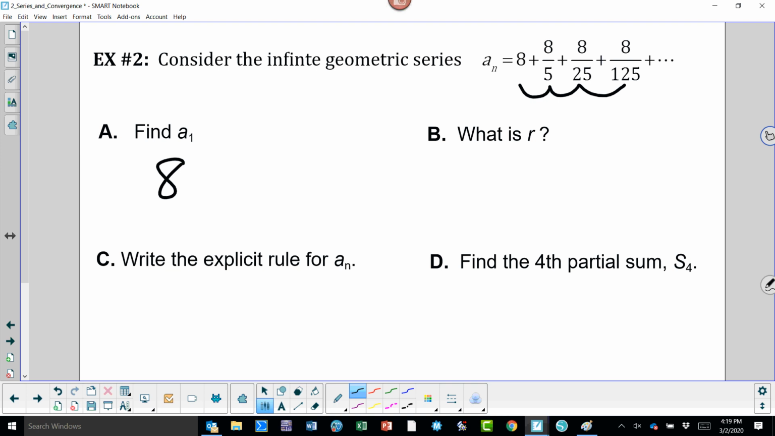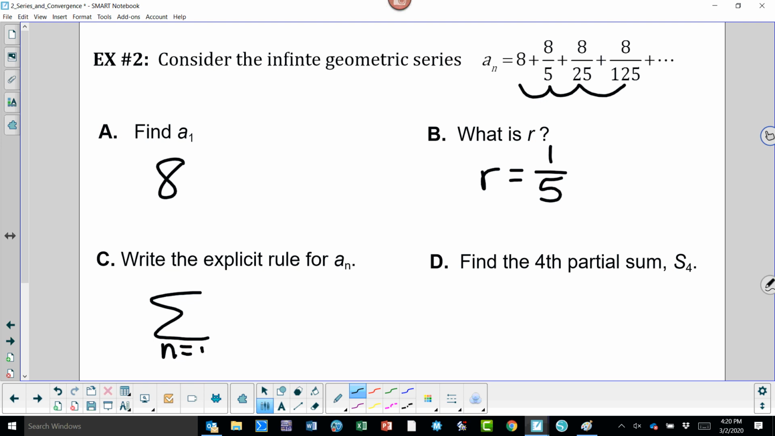So like I said, when you see a sub 1, I would even read this problem as, find the first term. I wouldn't even say find a1. And then what is r? Well, r is going to be what I'm multiplying by to go term to term of the sequence, and then I'm adding them all up, and that's what makes it a series. So r is 1/5. Then it says write an explicit rule for a sub n. So that means write this basically in summation notation.